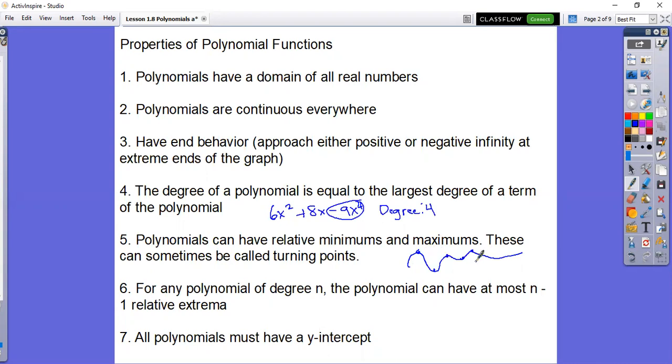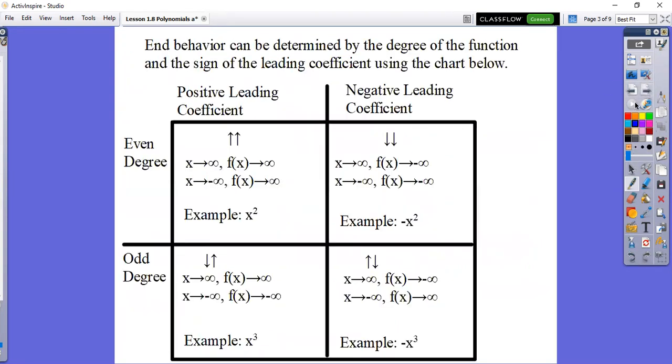So this graph could show a 6th or higher degree polynomial. Actually, technically, we talk about end behavior because one side is going down and one is going up. This has to have an odd power, so this is actually a 7th degree polynomial or higher. And then all polynomials must have a y-intercept. This also follows from the fact that polynomials have a domain of all real numbers. There has to be a y-intercept because when you input 0, there must be some kind of output value, which would be the y-intercept. So we're going to talk a little bit about end behavior.